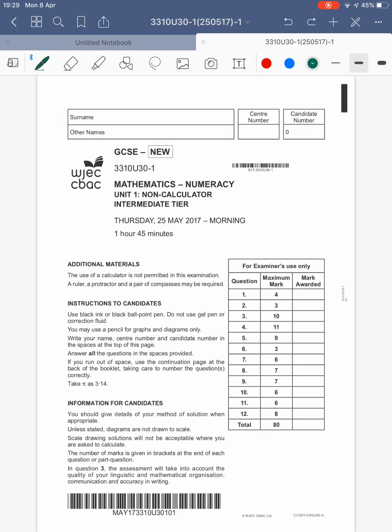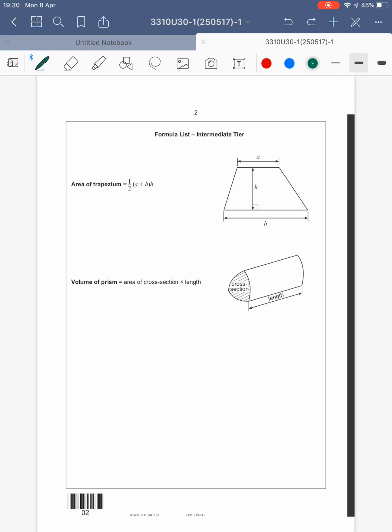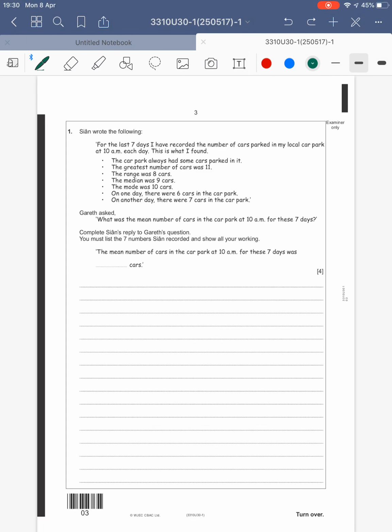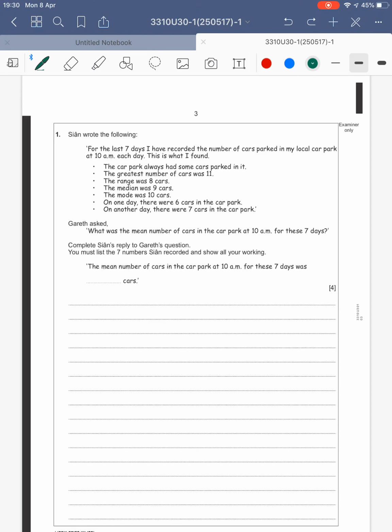Okay, year 11, here's the first 6 questions for this week's homework, and it's May 2017, the Numeracy paper unit 1. So, question 1, you're given some information about the number of cars parked in a local car park at 10 a.m. each day for 7 days in the week.